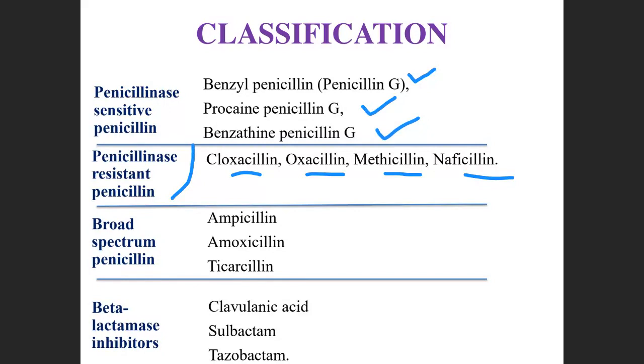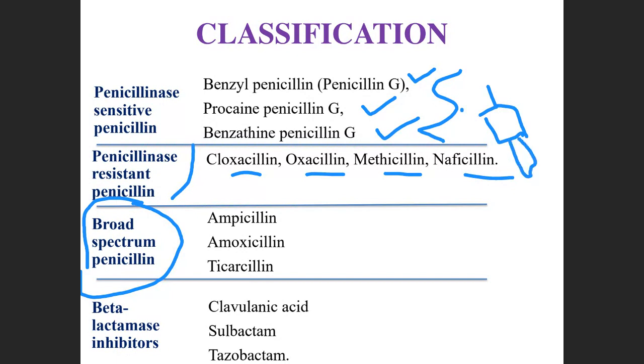And broad spectrum penicillins. Here these drugs are in the form of injections. But amoxicillin, ampicillin, and ticarcillin could be the drugs present in capsule form, tablet form, or suspension. And beta-lactamase inhibitors. Here these beta-lactamase inhibitors are clavulanic acid, sulbactam, and tazobactam.